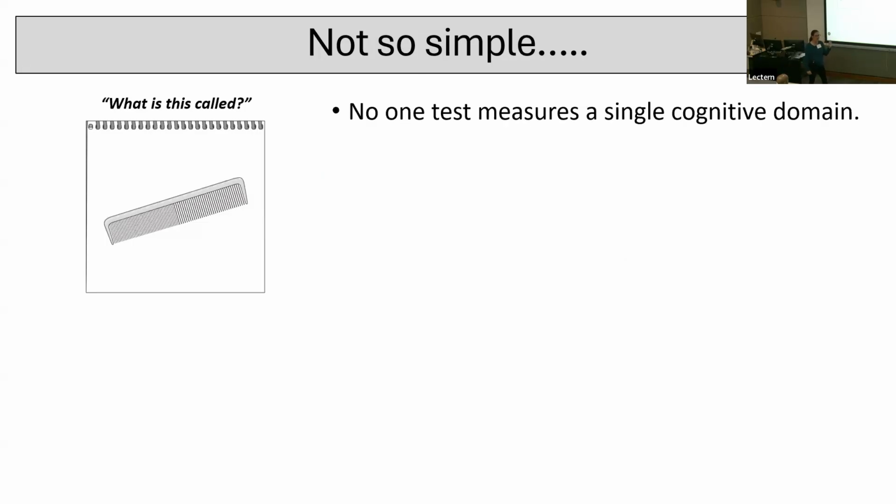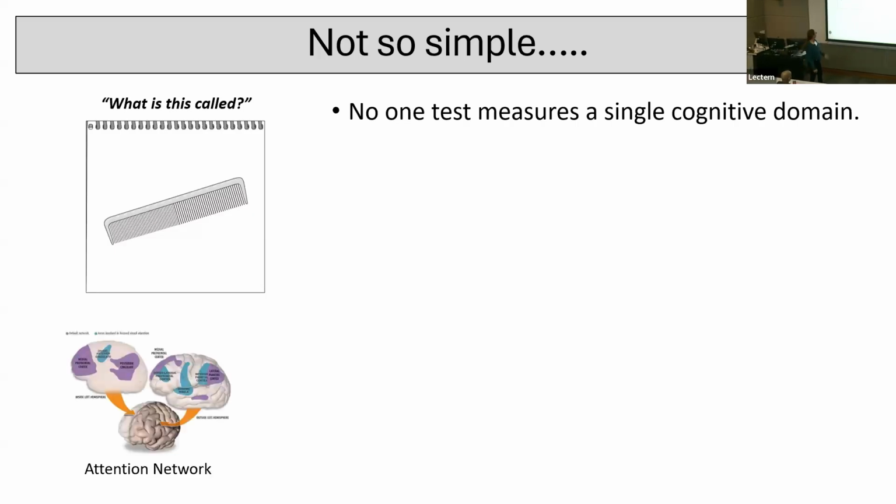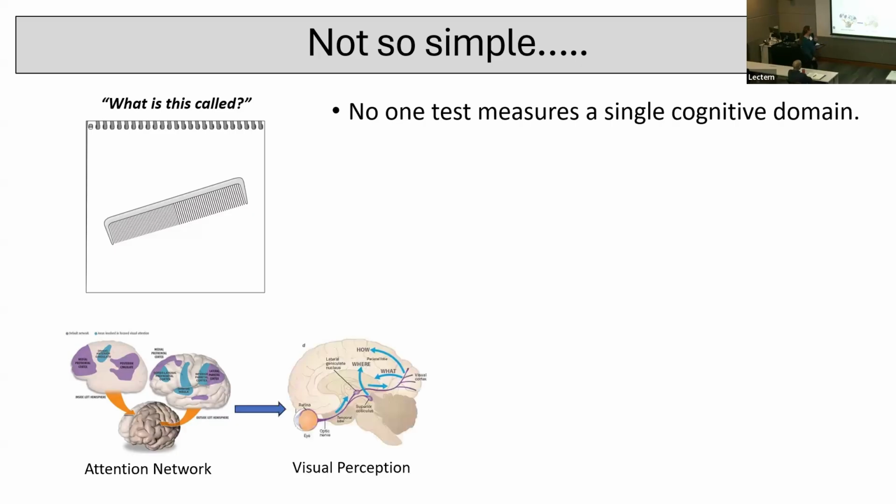No single test will measure a single cognitive domain. So in order to come up with the correct response on this item, you first have to have an intact attention network, and to be able to focus your attention on the stimulus being presented to you. So that's step one. From there, you have to then correctly visually perceive the object. You have to actually look at that object and be able to connect that visual stimulus and process it to make out a picture.